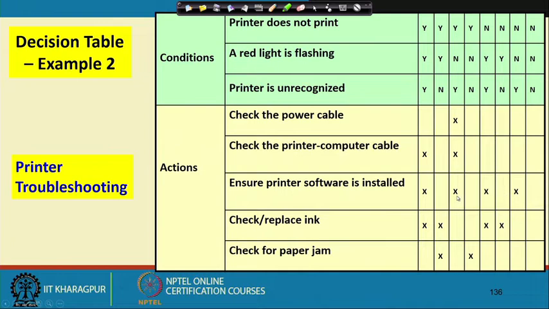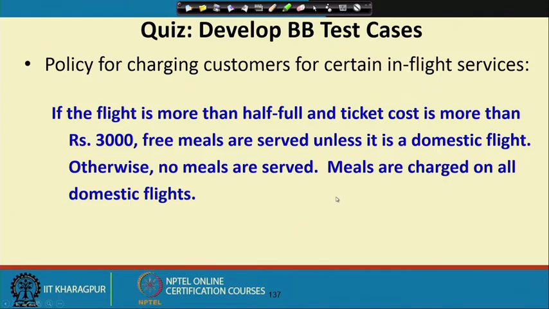Similarly, if the printer does not print and printer is unrecognized, then we need to check the power cable for the printer, and we need to check the printer cable and ensure that the printer software is installed, and so on. We develop the table, and each of the columns here becomes a test case. Let us develop the decision table test case for a specific situation.